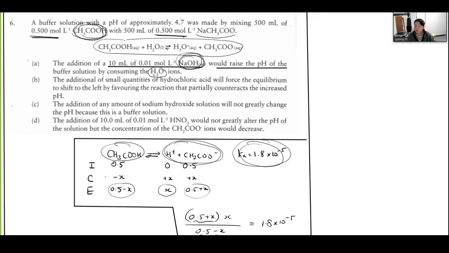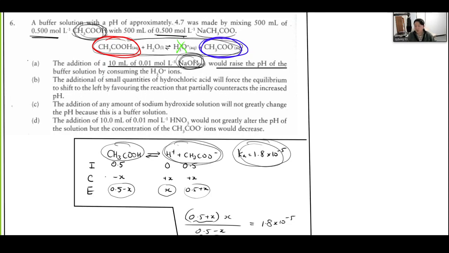But no, not really. Okay? Because in this reaction, in this equilibrium, you have lots and lots of this and lots of that. You don't have enough of this one, okay? There are not many of this. Okay?